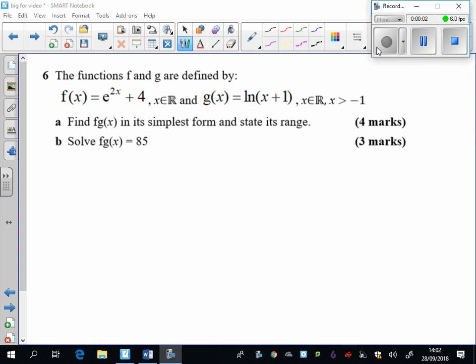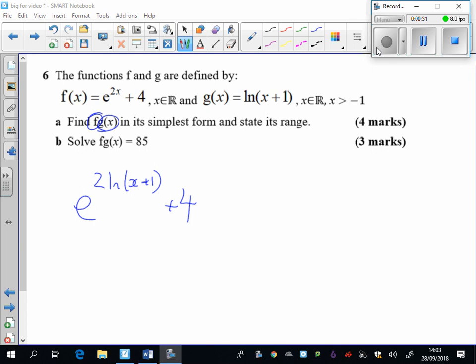Question 6 from the most recent work here asks you to put the composite function together, remembering that you're doing g of x first. So g of x is this, and we need to do f to that. Now f does e to the 2 of that plus 4. And that would get you a mark, but I've missed something. No, that's okay. But we now need to tidy that up.